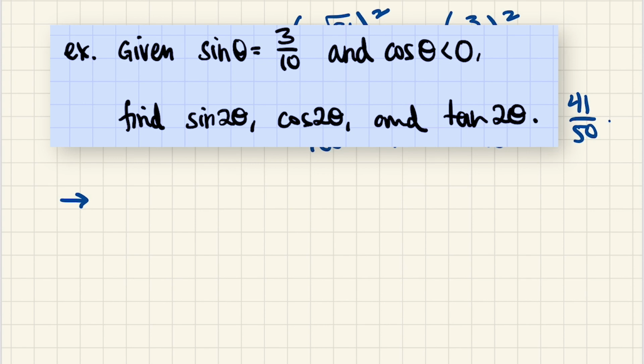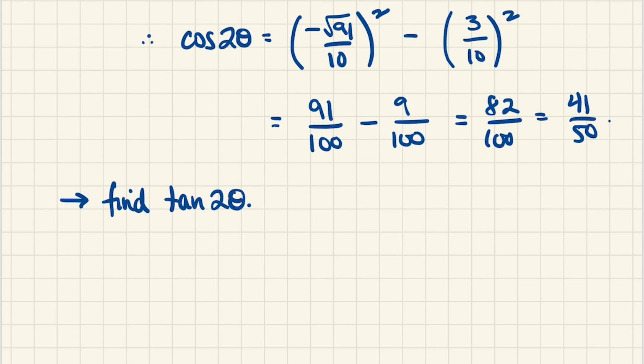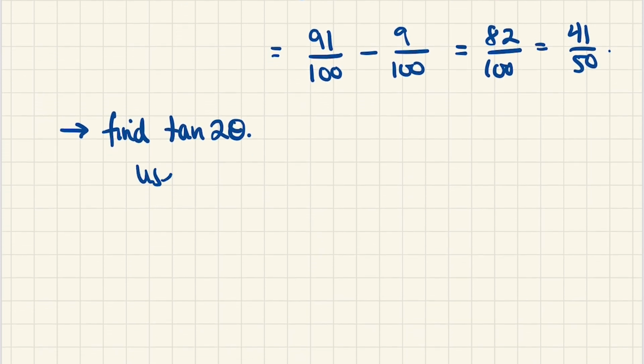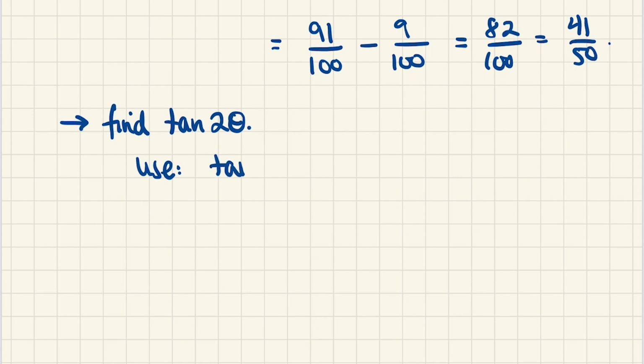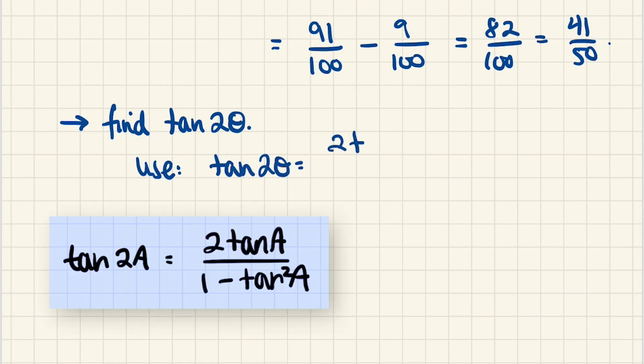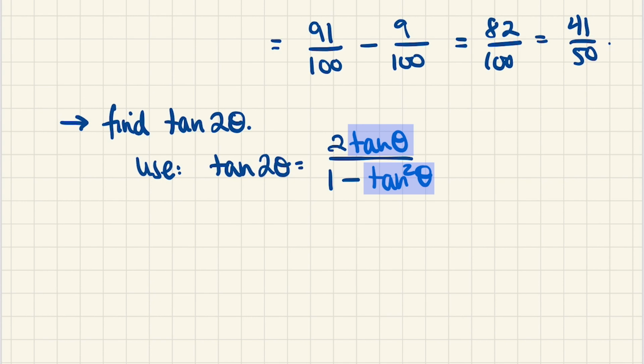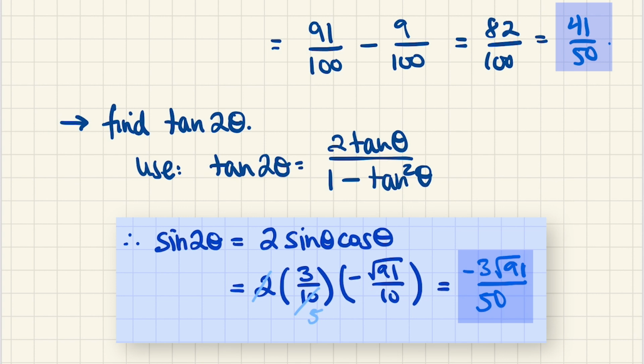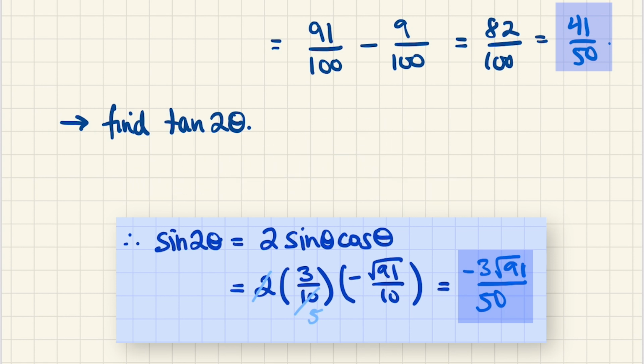The last part of the question said, okay, find tangent of 2 theta. So we could use the tangent double angle identity, which is 2 tangent of theta over 1 minus tangent squared of theta. That would require us working out tangent of theta. Well, we already figured out sine of 2 theta and cosine of 2 theta. So honestly, the easiest way to get tangent of 2 theta, and I'm a fan of whatever the easiest way is to do something, is just to write tangent of 2 theta is sine of 2 theta over cosine of 2 theta.